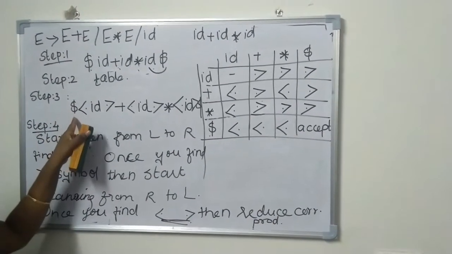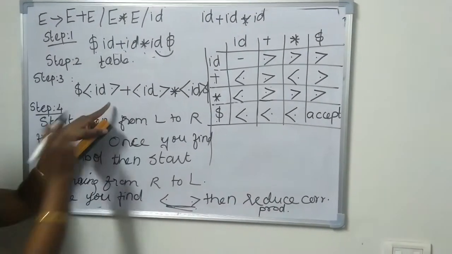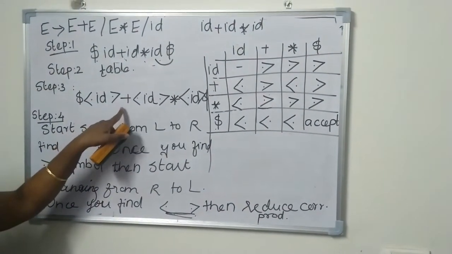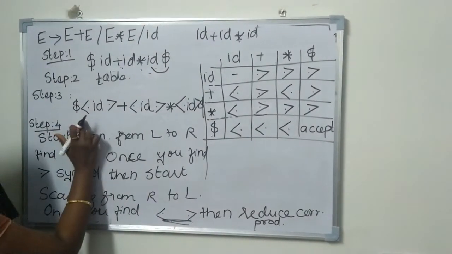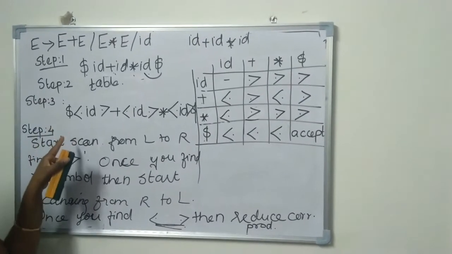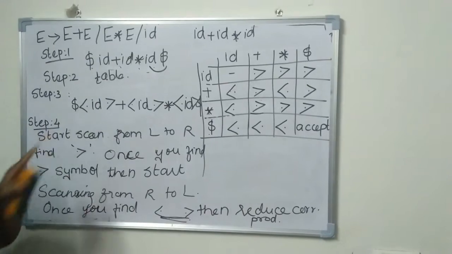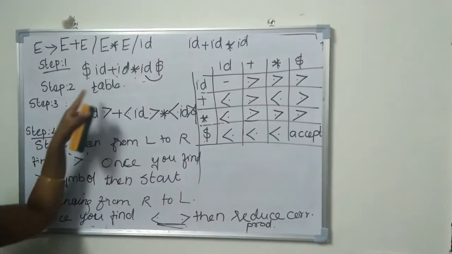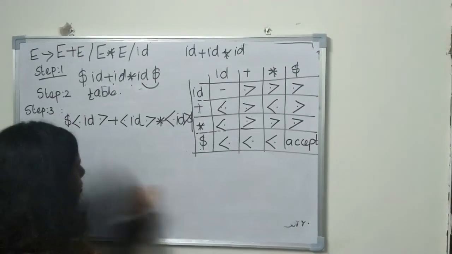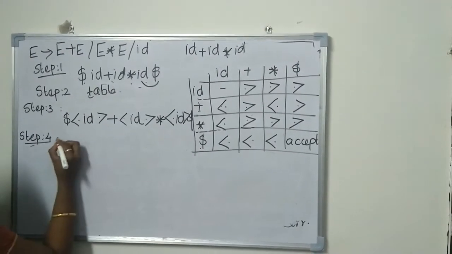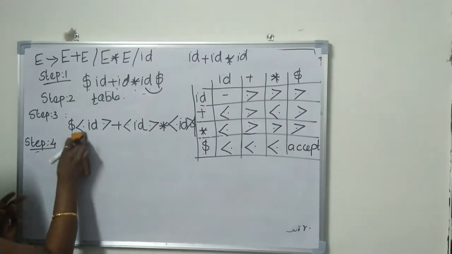So first you start scanning from left to right until we find the greater than symbol. Once we find it, again we scan from right to left until you find the less than symbol. Once you find the less than symbol, whatever input string is inside, we start reducing that. So this is the fourth step. Now I am going to scan this. Here there is a less than symbol, so I will move to the next position.